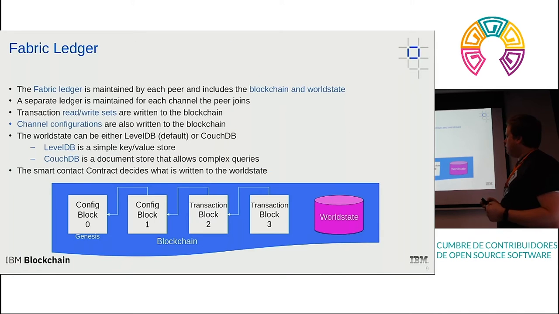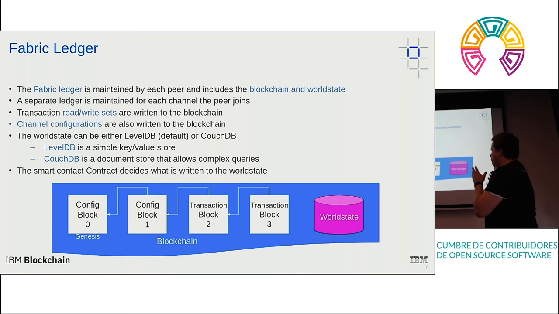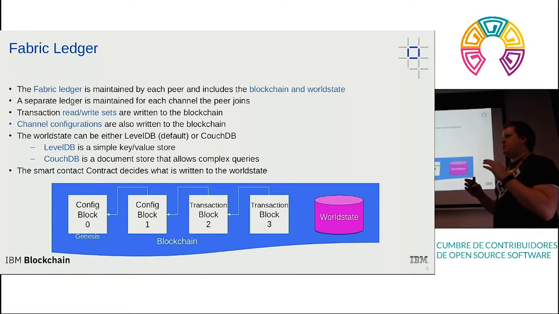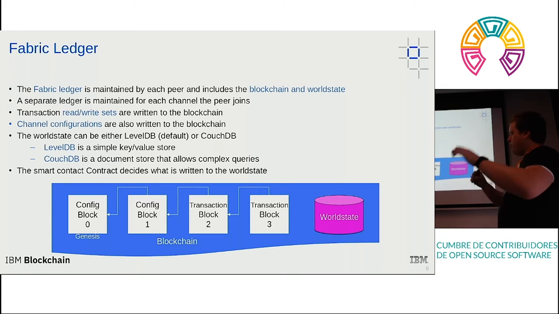And so, oh yeah, I'm sorry, here's the specific ledger information, CouchDB, that's the database. And so what makes up the ledger for Fabric is simply reads and writes. So the output of a transaction is nothing more than what did the transaction read and what did the transaction write. And those are what is signed, sealed, and delivered to the orderer.